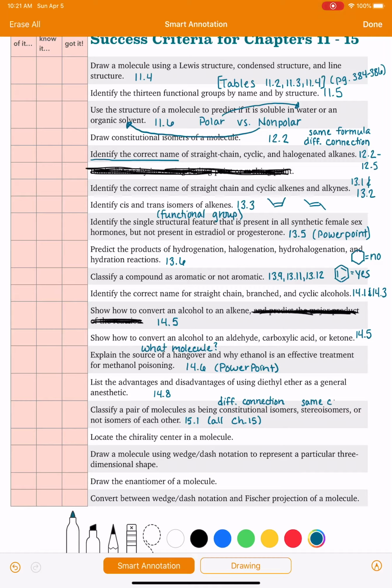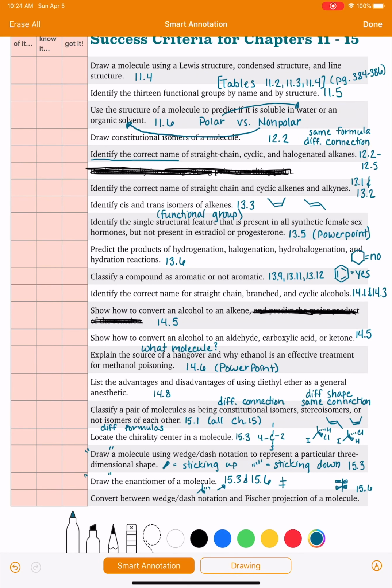And then last but not least, converting between wedge dash notation and Fischer projection of a molecule. So this is really, if you're looking at a Fischer projection, I want you to remember that it's bow ties across with dashes on the top and the bottom.